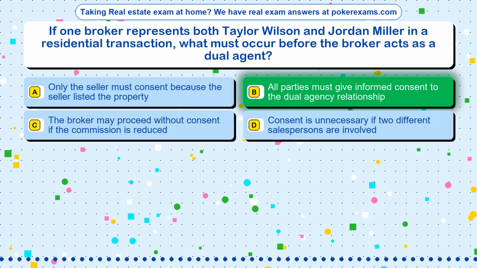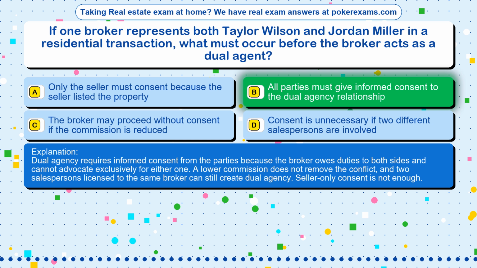The correct answer is option B. All parties must give informed consent to the dual agency relationship. Dual agency requires informed consent from the parties because the broker owes duties to both sides and cannot advocate exclusively for either one. A lower commission does not remove the conflict, and two salespersons licensed to the same broker can still create dual agency. Seller-only consent is not enough.